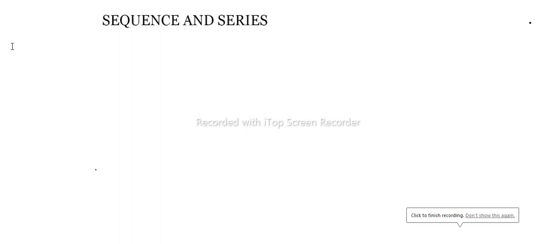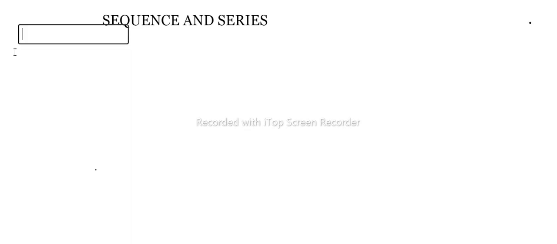So good day. In today's lesson, we're considering sequence and series. So when we say sequence, what do we actually mean by sequence? A sequence is just a list of numbers. A list of numbers. Or you can put a pattern.